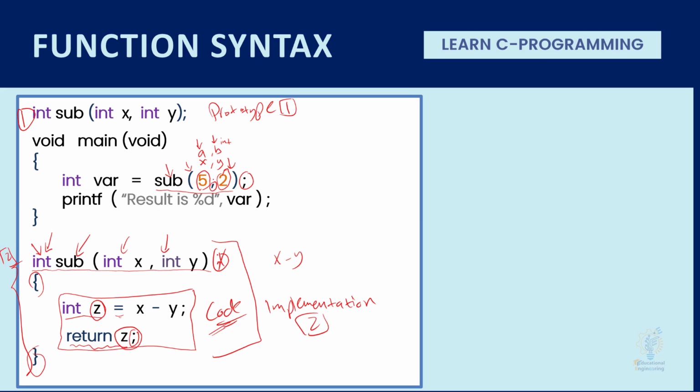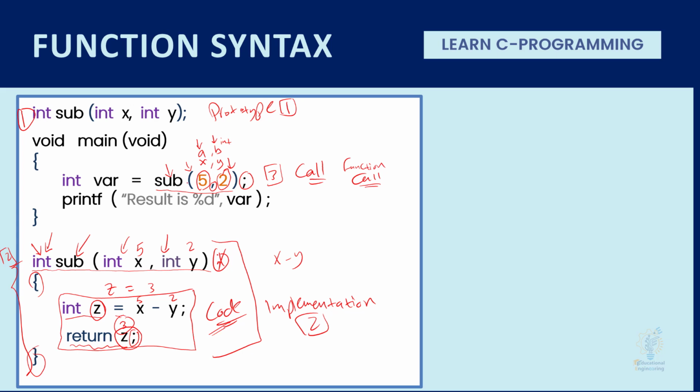Now, once you send the values to this function, you can call it, which is the third thing. We call this a call or function call. Now, the function call is basically calling the function code. So it will give 5 and 2 instead of x and y. And 5 will be here, 2 will be here. 5 minus 2 equals 3. So z will equal 3. And it will return 3.